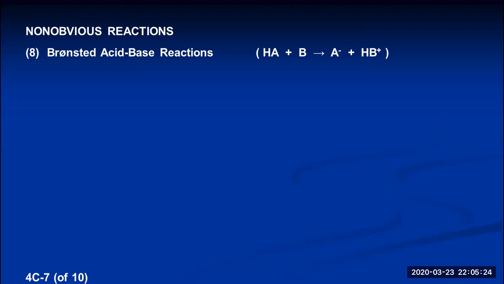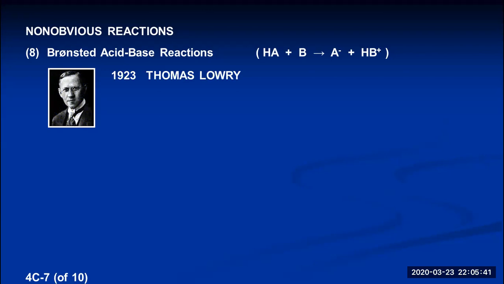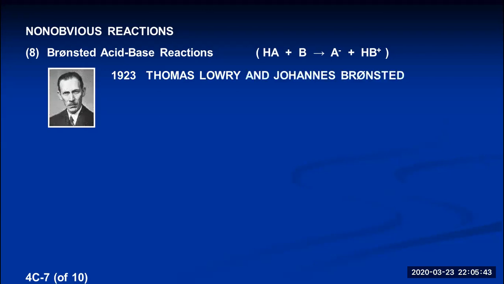Now, why is it called a Bronsted acid-base reaction? We learned the definitions of acids and bases earlier in the semester. An acid was a substance that releases hydrogen ions in a water solution. A base is a substance that releases hydroxide ions in a water solution. Those were actually called Arrhenius acids and Arrhenius bases. But 2 chemists, Thomas Lowry and Johannes Bronsted, came up with probably broader, better definitions of acids and bases.